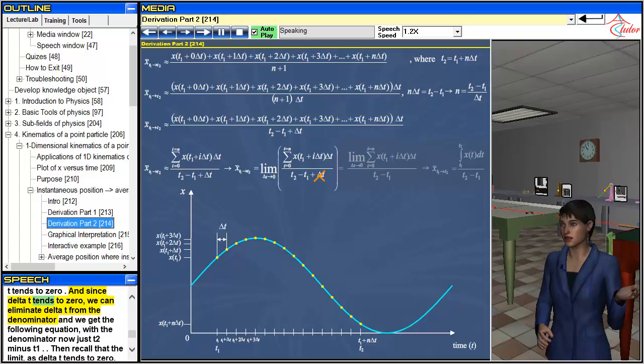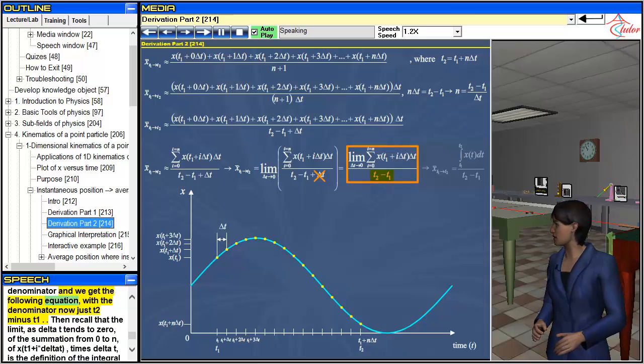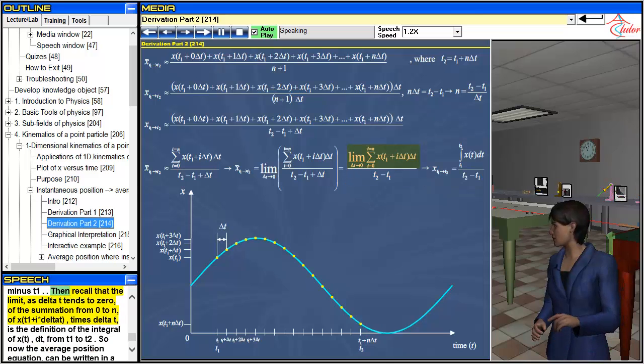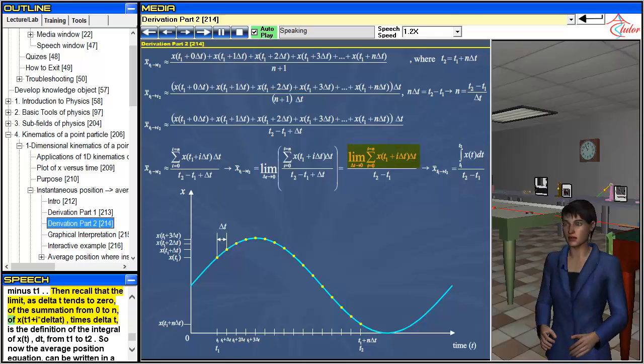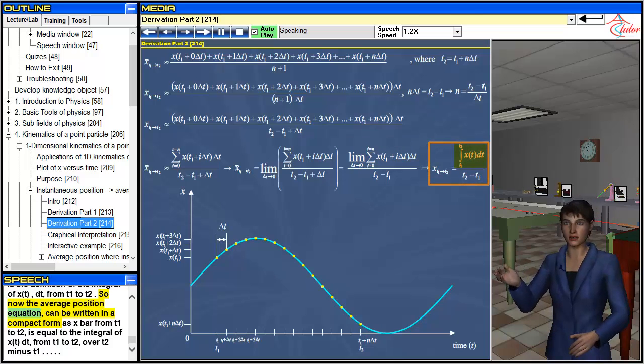And since delta t tends to 0, we can eliminate delta t from the denominator. And we get the following equation, with the denominator now just t2 minus t1. Then recall that the limit, as delta t tends to 0, of the summation from 0 to n, of x of t1 plus i delta t, times delta t, is the definition of the integral of x of t dt from t1 to t2. So now the average position equation can be written in a compact form as x bar from t1 to t2 is equal to the integral of x of t dt from t1 to t2 over t2 minus t1.